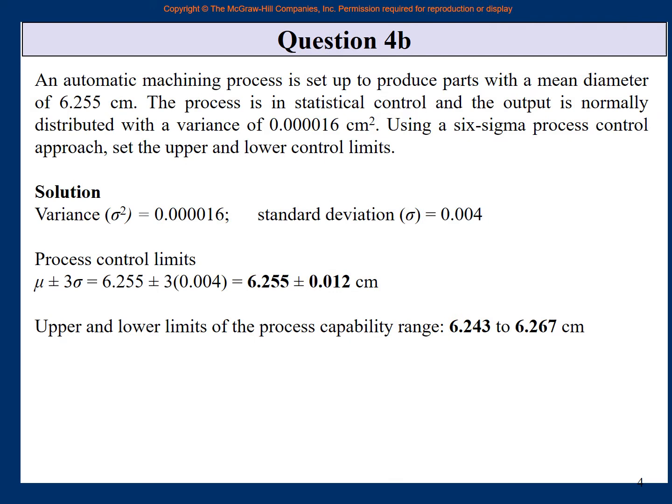4B was a very small problem, but let us see. An automatic machining process is set up to produce parts with a given mean diameter. The process is in statistical control and the output is normally distributed with a given variance. Using a 6 sigma process control approach, set the upper and lower control limits. We have told you it is called 6 sigma; earlier it was called 3 sigma. 6 sigma means plus 3 sigma, minus 3 sigma.